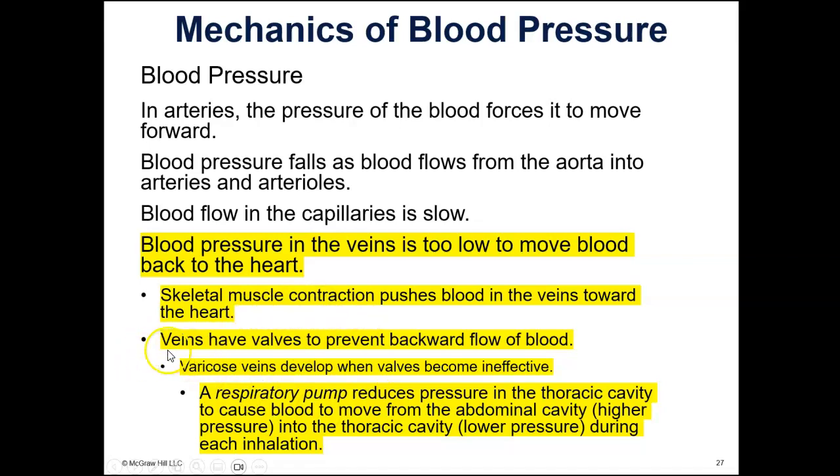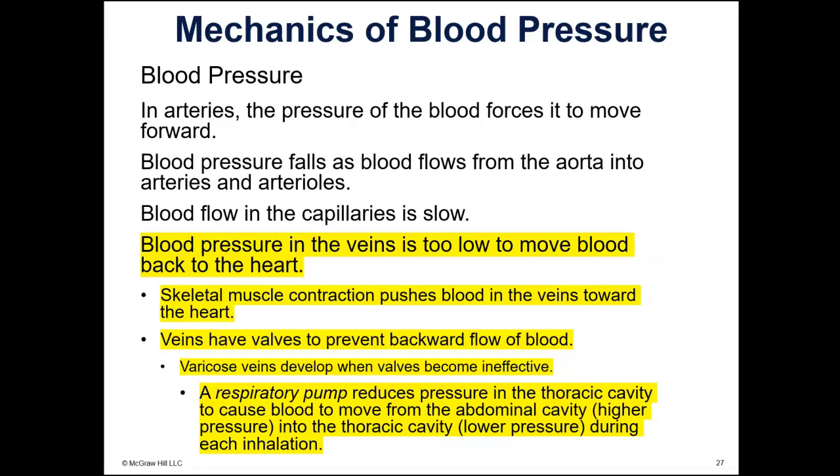Now, there are a couple of other things that help that process, and one is that veins have valves. So once blood has passed through a valve, it's not going to go backward. And then there's a note here about varicose veins. Varicose veins develop especially in the legs when valves become ineffective.